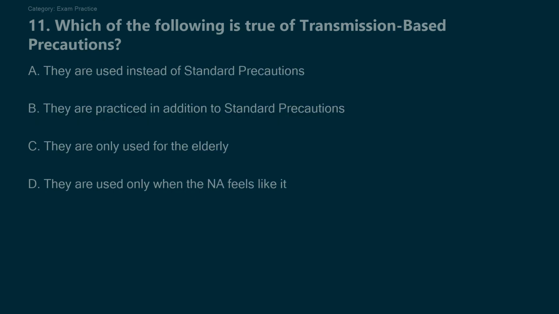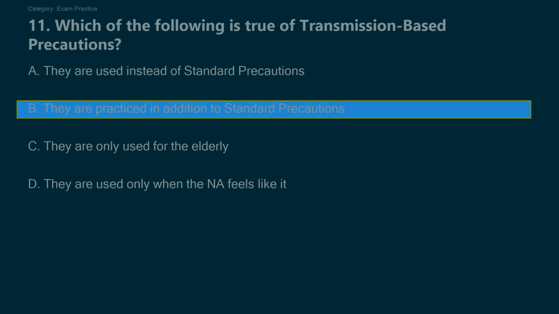Question 11. Which of the following is true of transmission-based precautions? Option A. They are used instead of standard precautions. Option B. They are practiced in addition to standard precautions. Option C. They are only used for the elderly. Option D. They are used only when the NA feels like it. The correct answer is option B. They are practiced in addition to standard precautions.